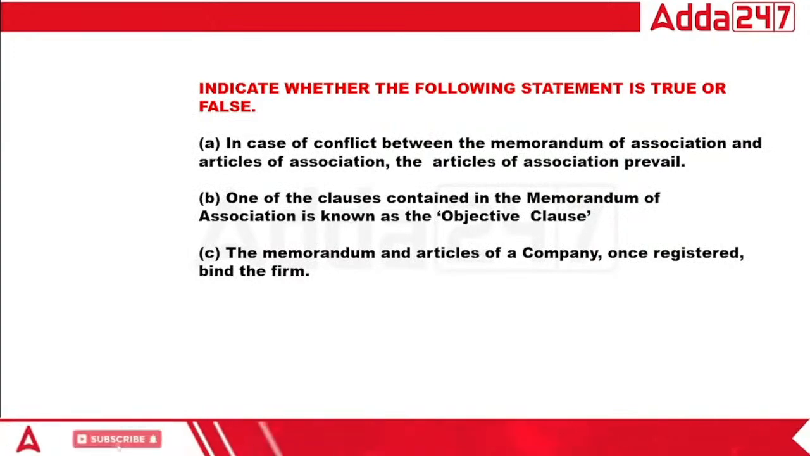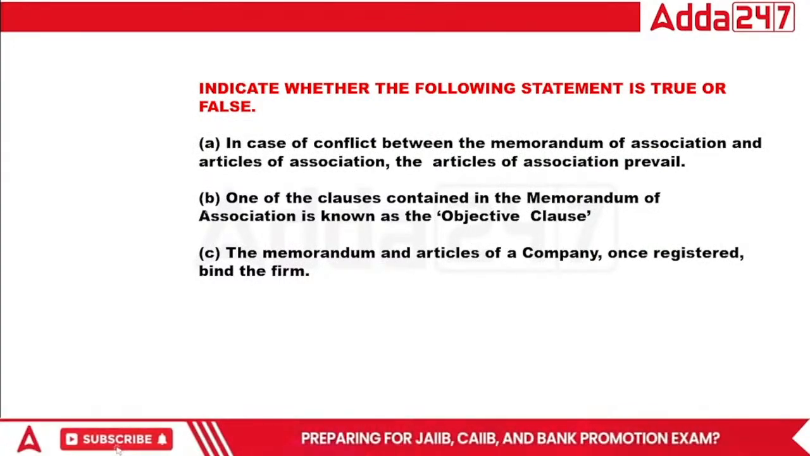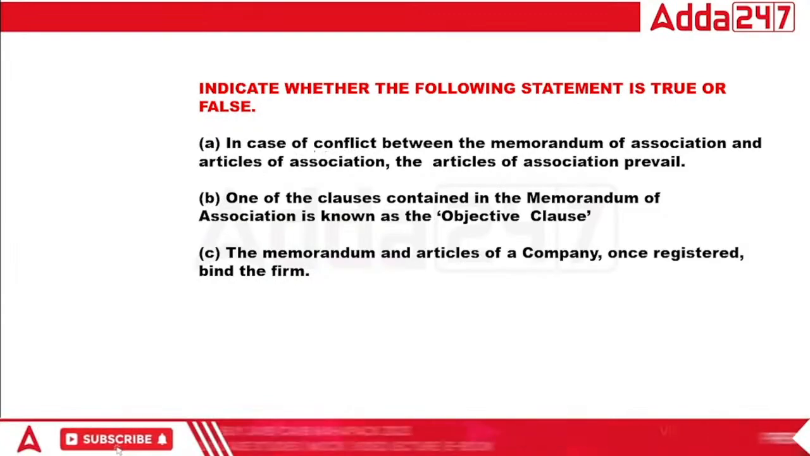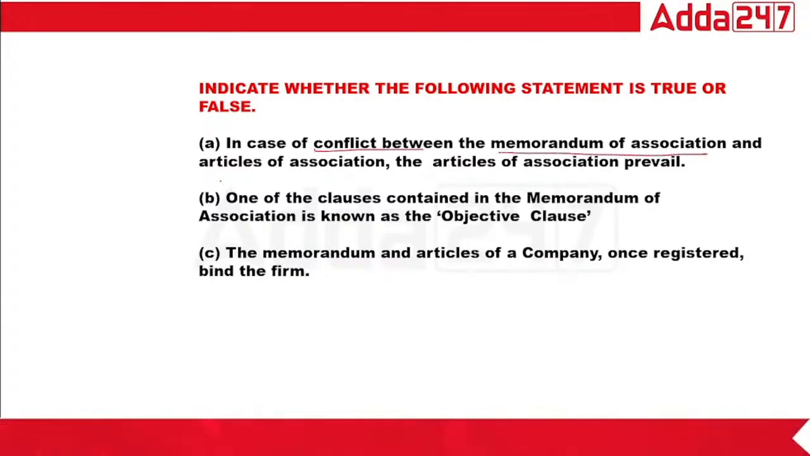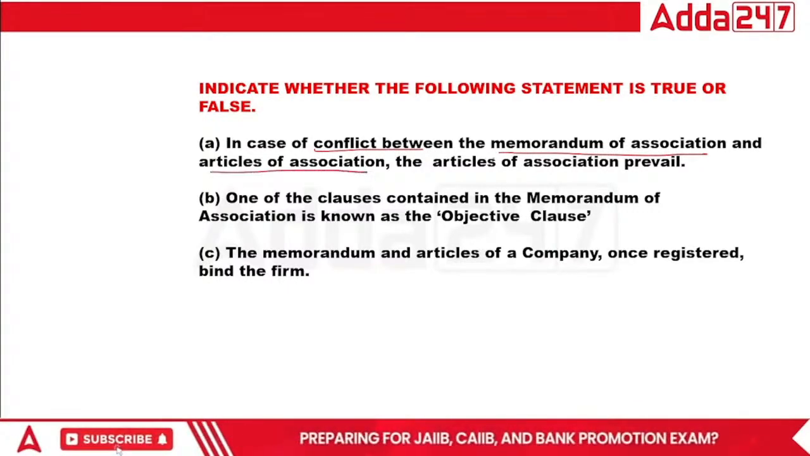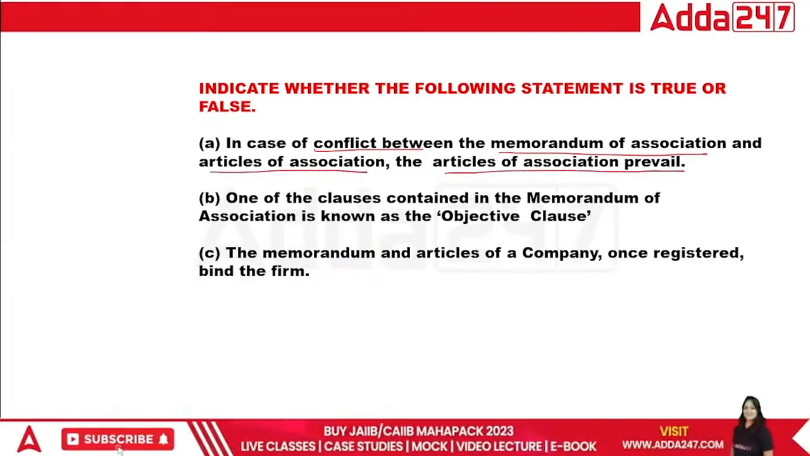You have to tell me the true or false of the following question. In the case of conflict between the Memorandum of Association and the Articles of Association clause, the Articles of Association will prevail. Say yes or no.